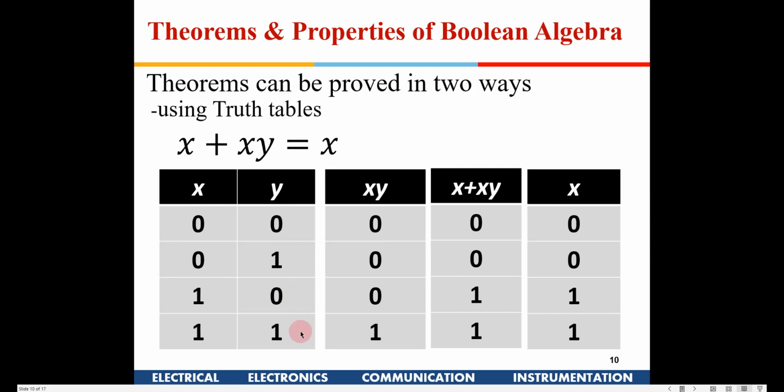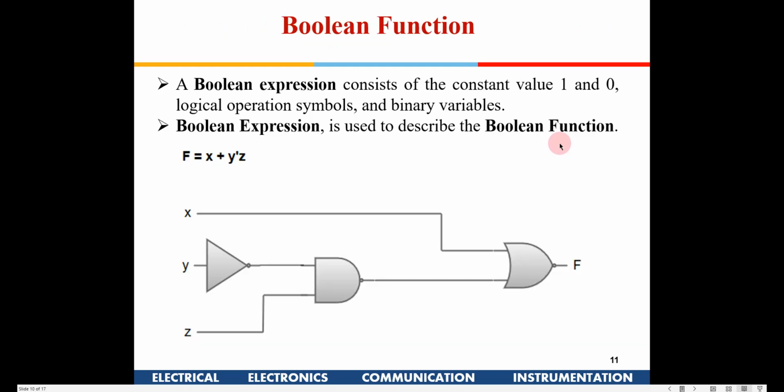If you have to prove something for a 3 variable Boolean expression, then you need to have all the 8 combinations. If it is a 4 variable expression, then all the 16 possible combinations should be listed out, and then you need to see whether the Boolean expression satisfies the rules, whether there is a match.